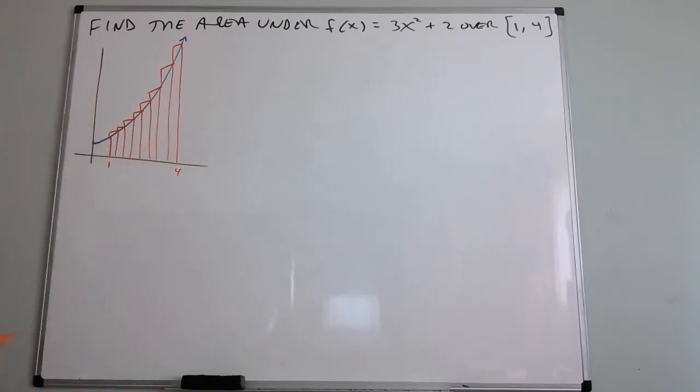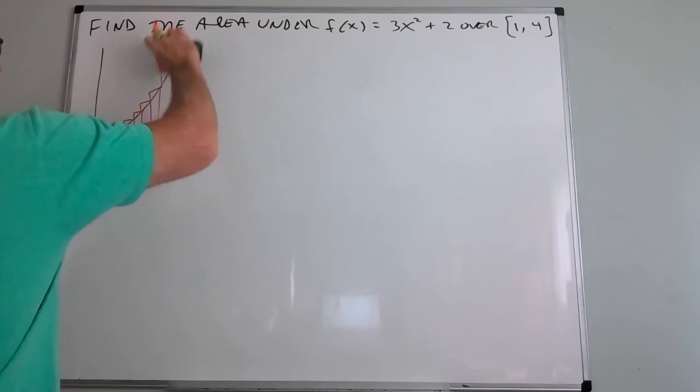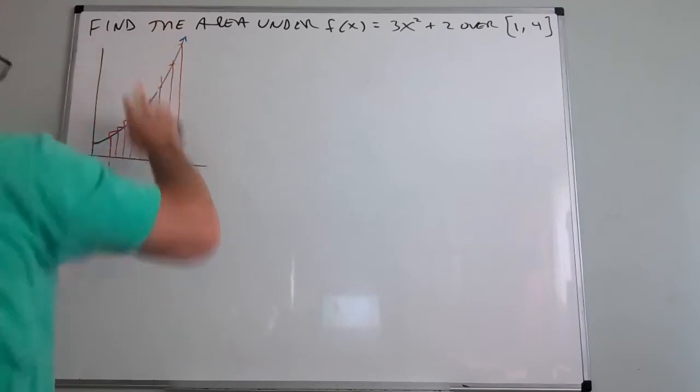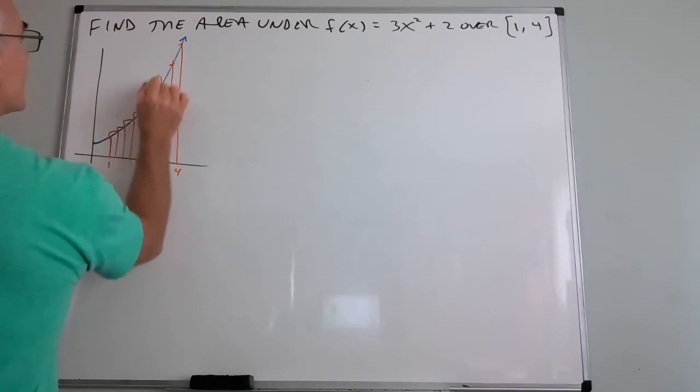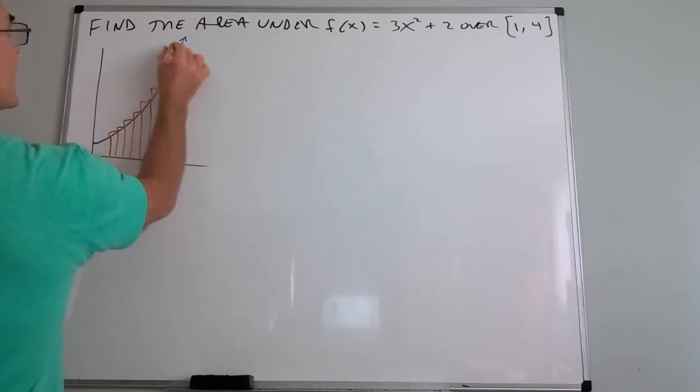All right, I know those are kind of sad looking rectangles. They're supposed to be straight across. I'll do better. Let's see. There we go. You kind of get the point here. There we go. That's much better.